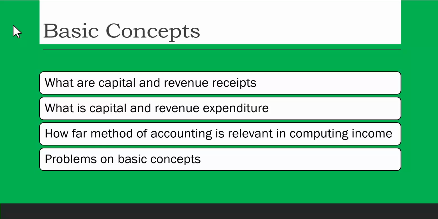So there are various methods of accounting which we adopt. It's called cash accounting or accrual accounting. So we are going to understand how it impacts the income tax and what method is recommended by the income tax authorities. Then some problems on the basic concepts.